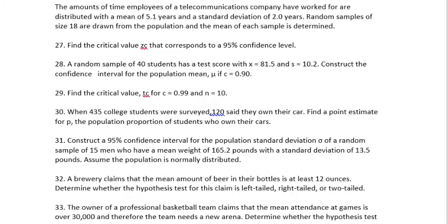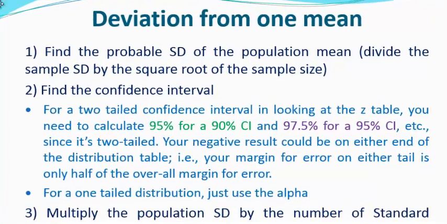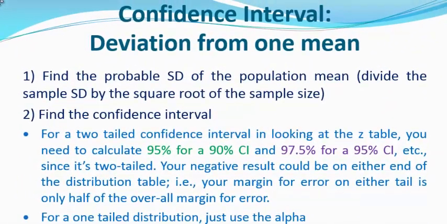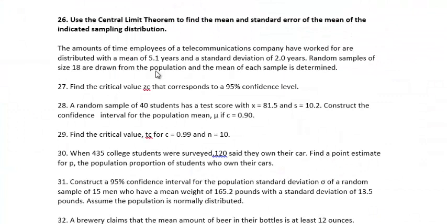Number 28 is a little bit more complicated. Number 28 asks you to build a confidence interval. If you don't remember, there was a tutorial in the crash course, slide 26, that tells you how to do the confidence interval. I did a couple of examples in the crash course, but now we're going to look at an example from right over here. The example is a random sample of 40 students with a test score mean of 81.5 and a standard deviation of 10.2. Construct the confidence interval for the population mean, if c, meaning the confidence level, is 90%, or 0.9.